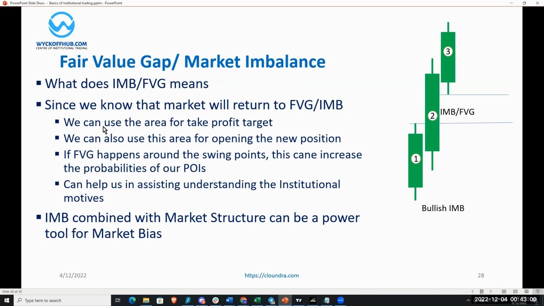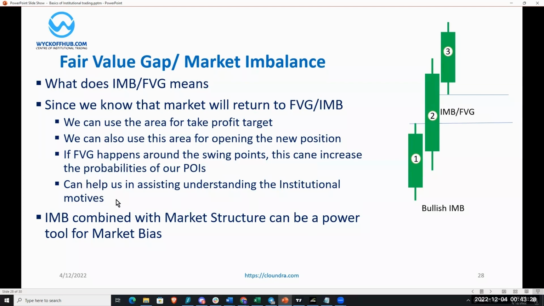Since we know that the market will return to the fair value gap, we can use the area for our take profit target. We can also use this area for opening a new position. We will learn this today as well, a little bit if time permits. Otherwise, we will do another video simply on the fair value gap or imbalance trading strategy.